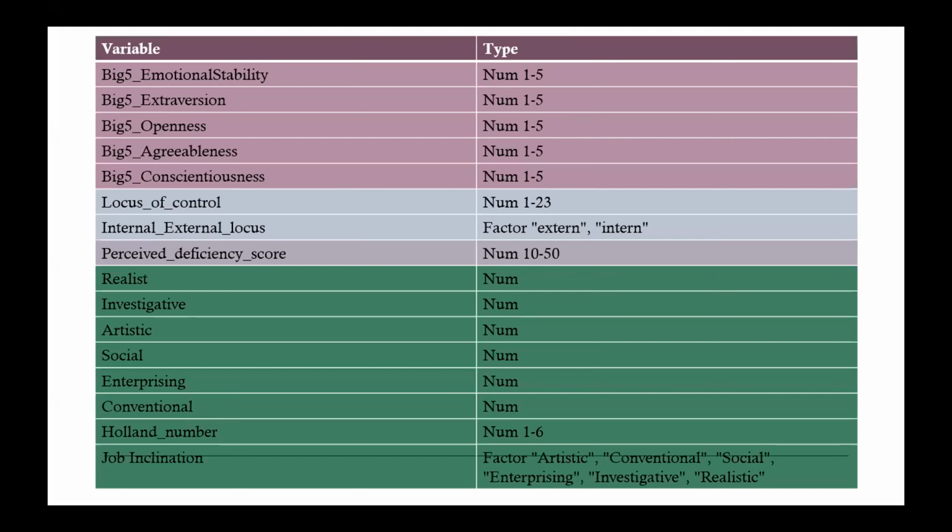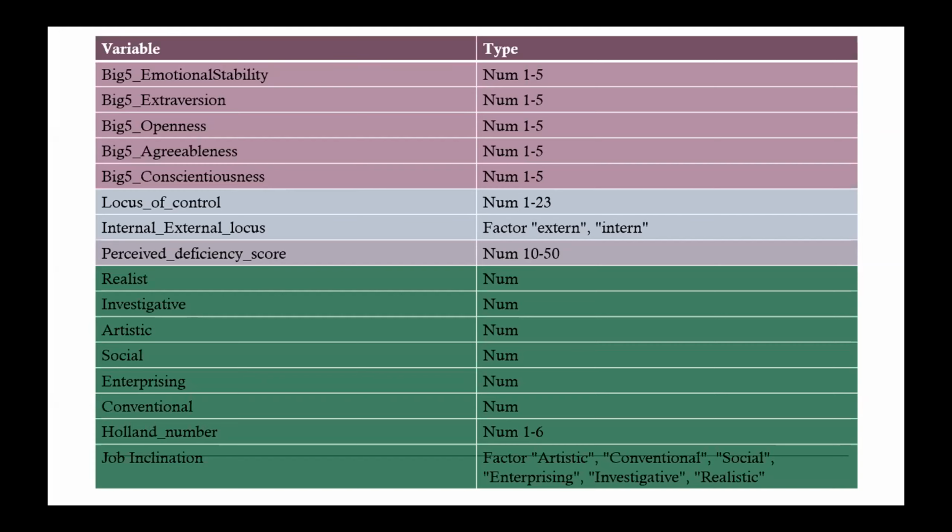These are the variables. The first 5 are from the Big Five personality test. They are numerical with a range from 1 to 5. The next 2 represent the same variable, but coded as factor versus numerical, with 1 being the closest to an internal locus of control and external the opposite. The next one, perceived deficiency score, represents how high the participants consider their visual impairment is.